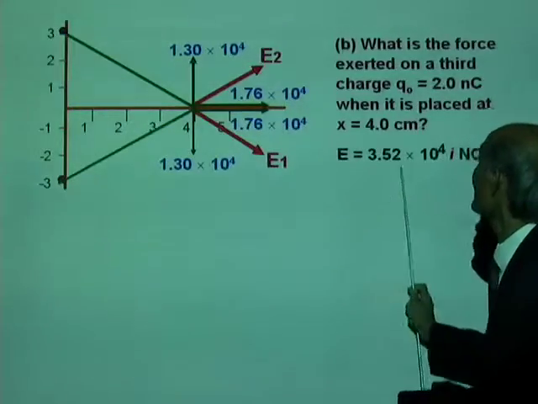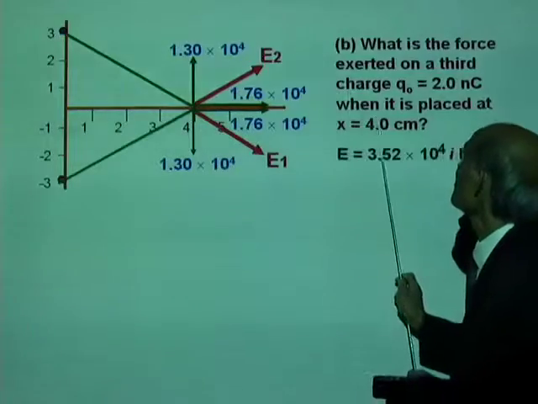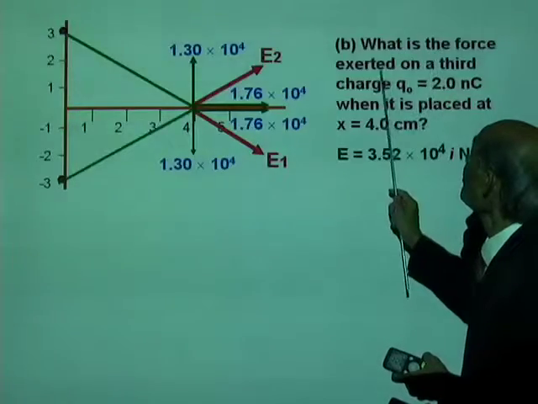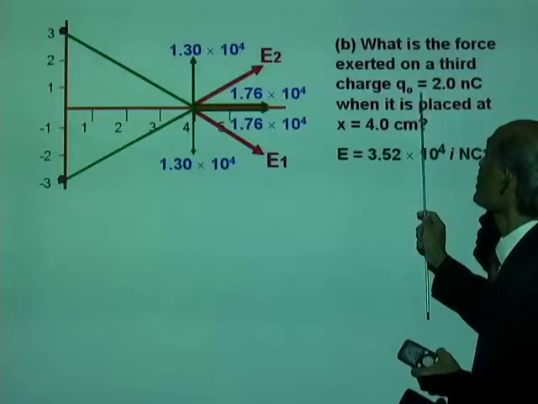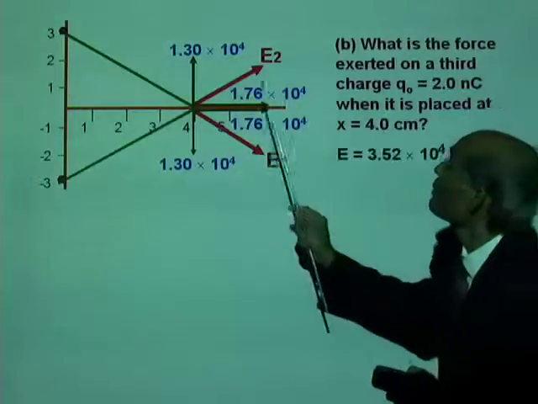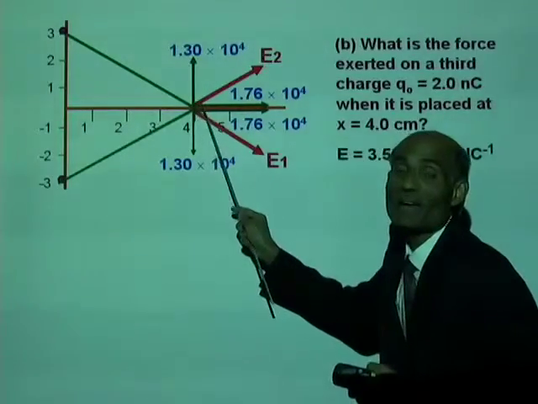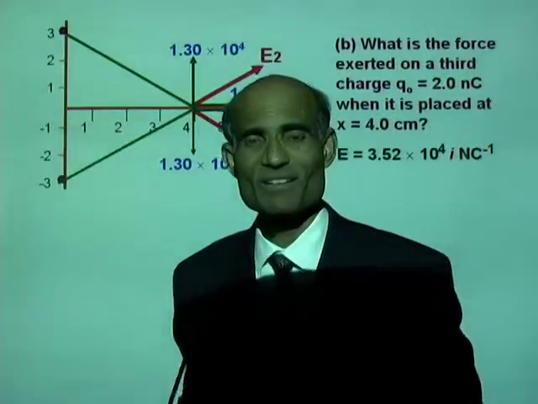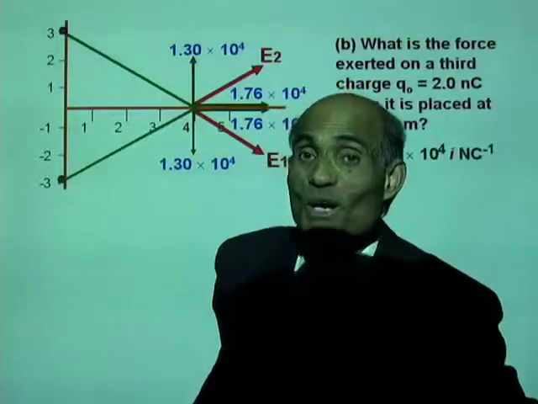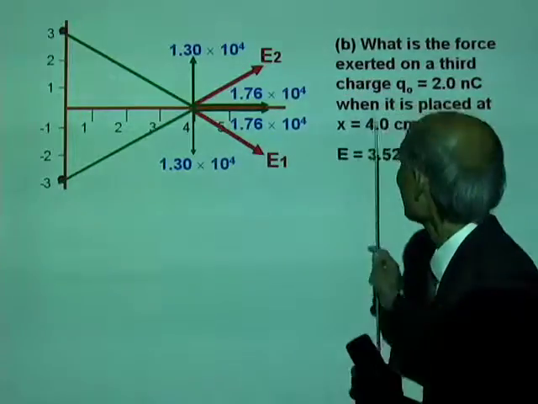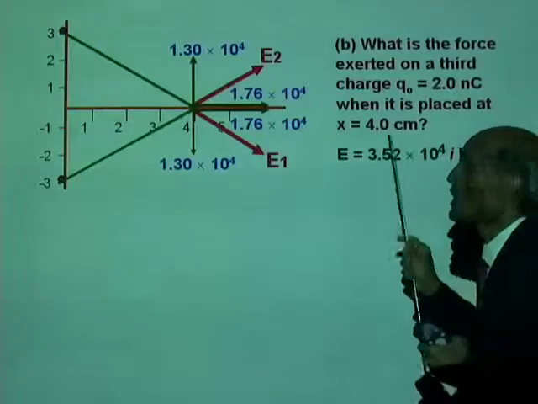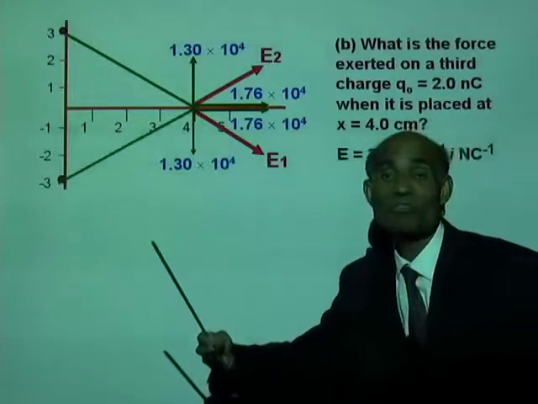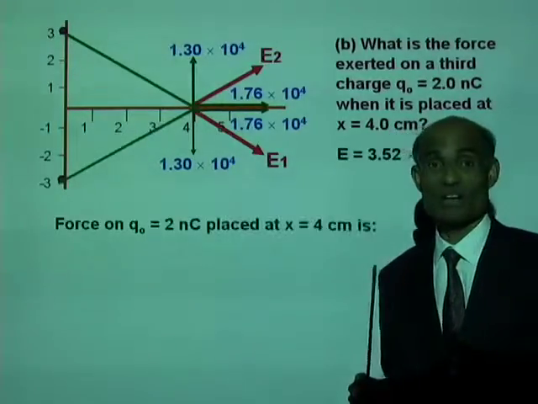We now know that the electric field at this point is 3.52 times 10 to the 4 i. What is the force exerted on a third charge Q0 equal to 2 nanocoulomb when you place it there? If you remember, what is the definition of electric field? Electric field is the force per unit charge. Therefore, what will be the force on this charge when it is placed in that electric field? Force will be electric field multiplied by the charge.